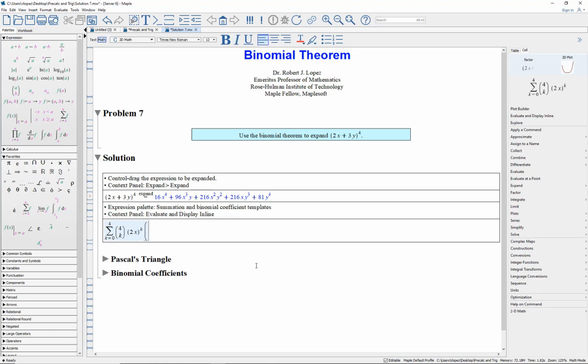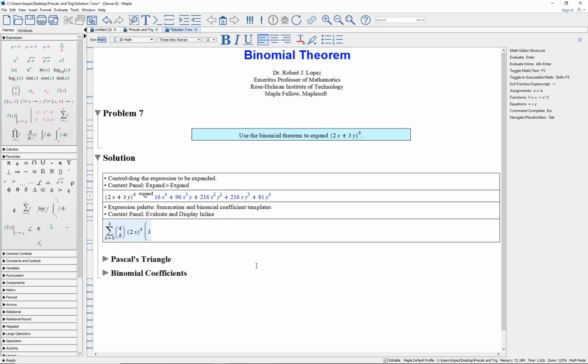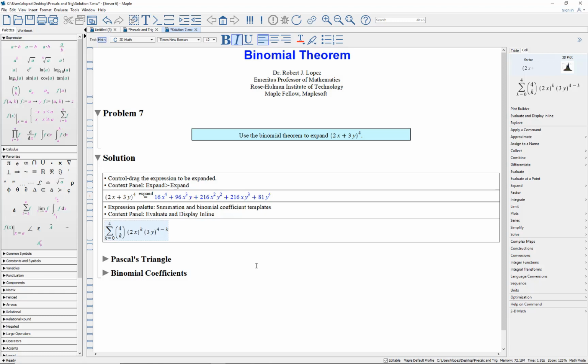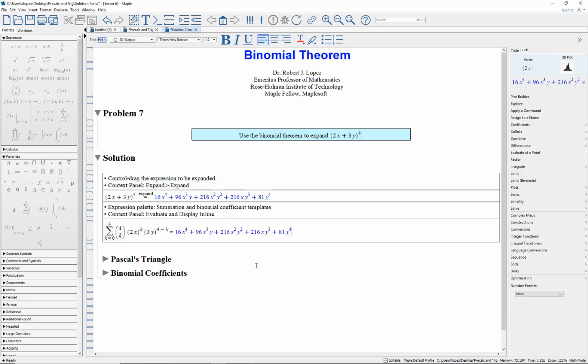The next factor, which is 3y, would be raised to the 4 minus k. That's the binomial theorem. Does it give us the same expression? Yes, it does. So there you have two different ways of looking at this expression. Expand it in Maple, and then apply the binomial theorem and see if you get the same thing.